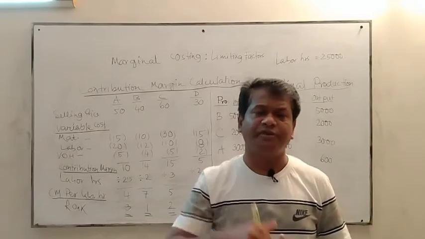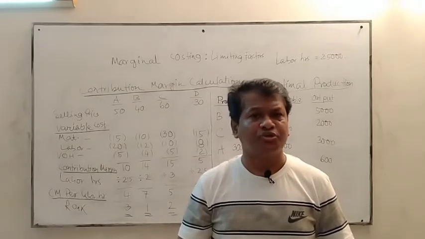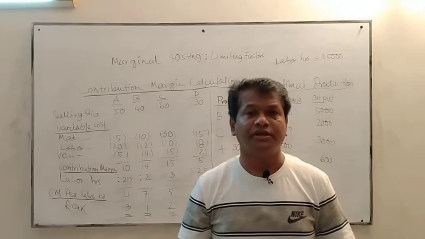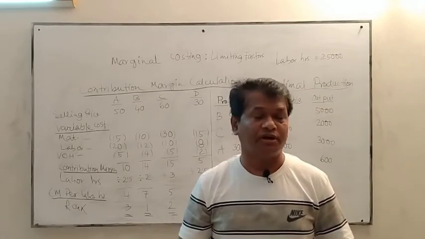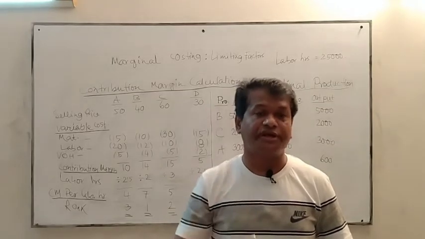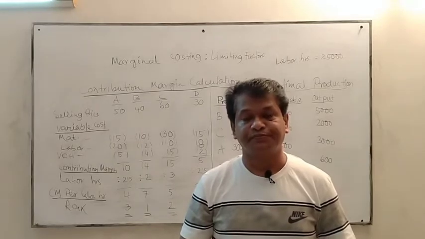Sometimes it is given in the sum, but sometimes it is not given. Then you have to determine where the limiting factor is actually lying. So if the question is a difficult one, then which limiting factor is working for this organization is to be determined. This is the difficult one.